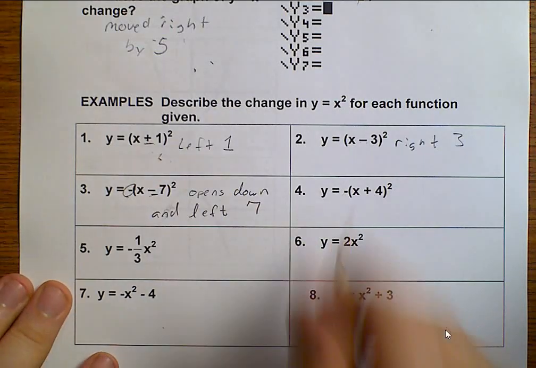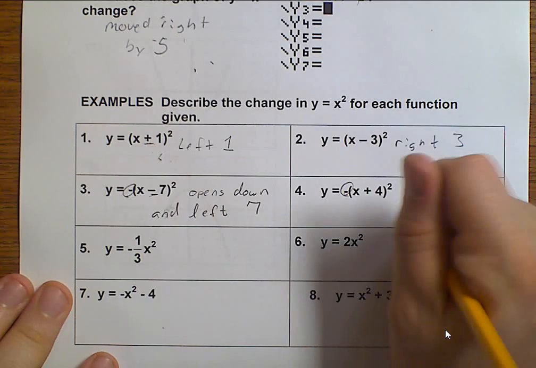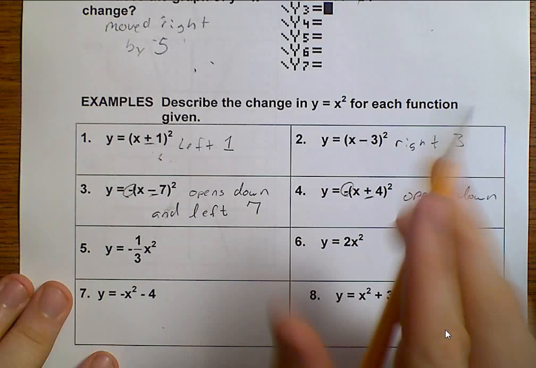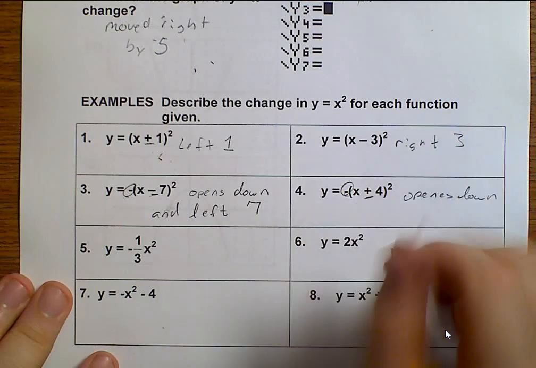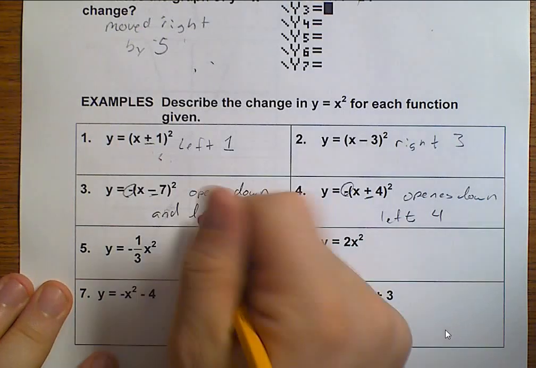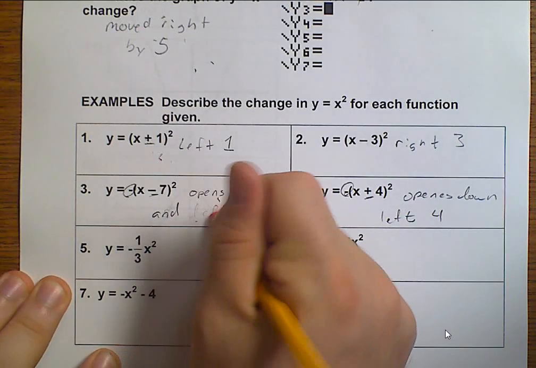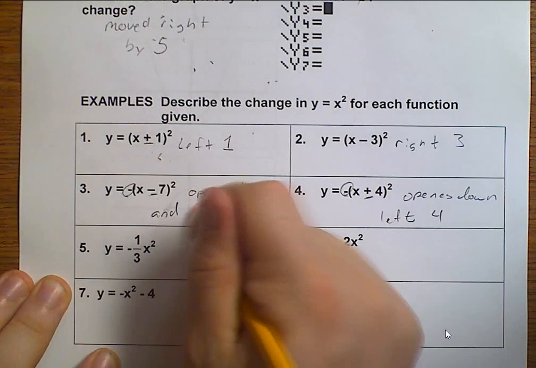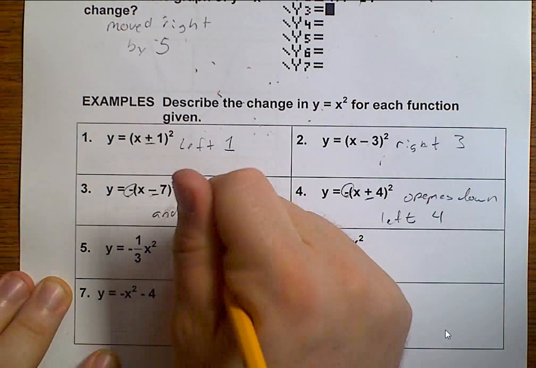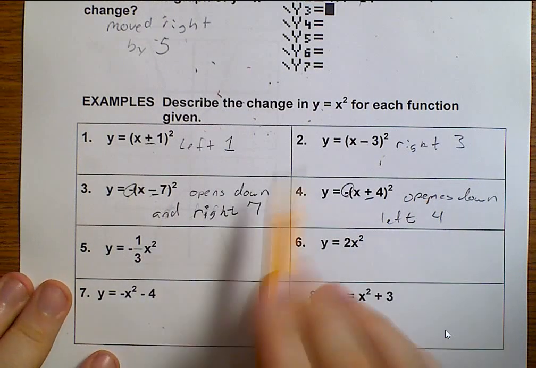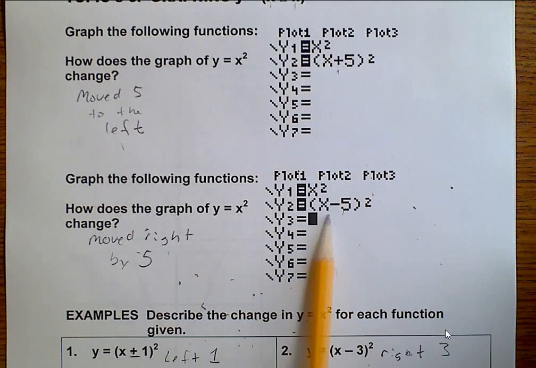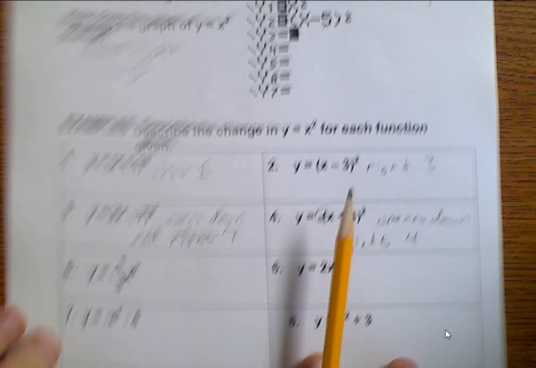Number 4, again we're opening down. And this plus means that we move to the left by 4. And I messed up on number 3. Minus doesn't mean left. Minus means right. Okay. Pluses, we'll look up here. Plus is left, minus is right. It goes backwards from how you would think.